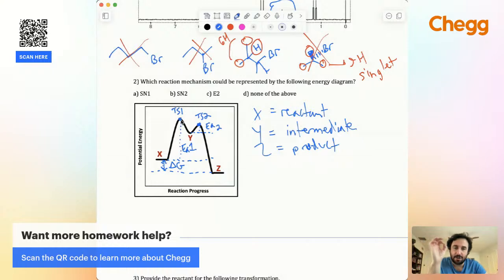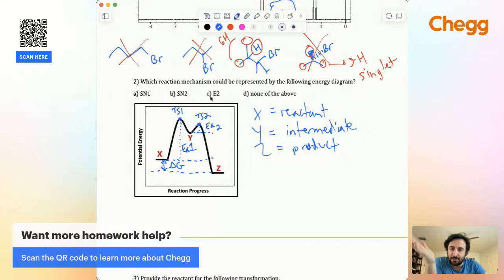Transition states are achieved instantaneously, where there's an infinitesimal instant in which a transition state exists along the way to becoming the next species, the intermediate or the product, right? But an intermediate is formed and then will sit there. It will float around in solution until it reacts with something else. So we clearly have two steps here, X to Y and then Y to Z.